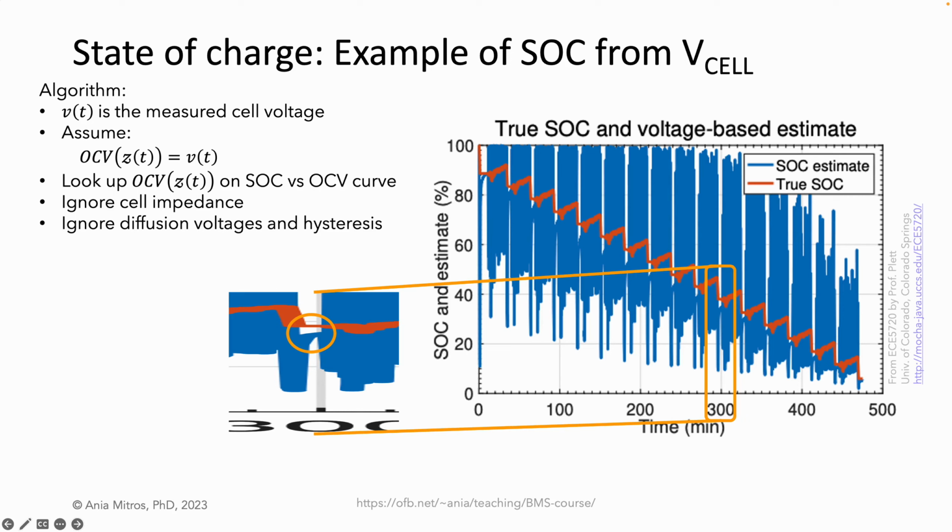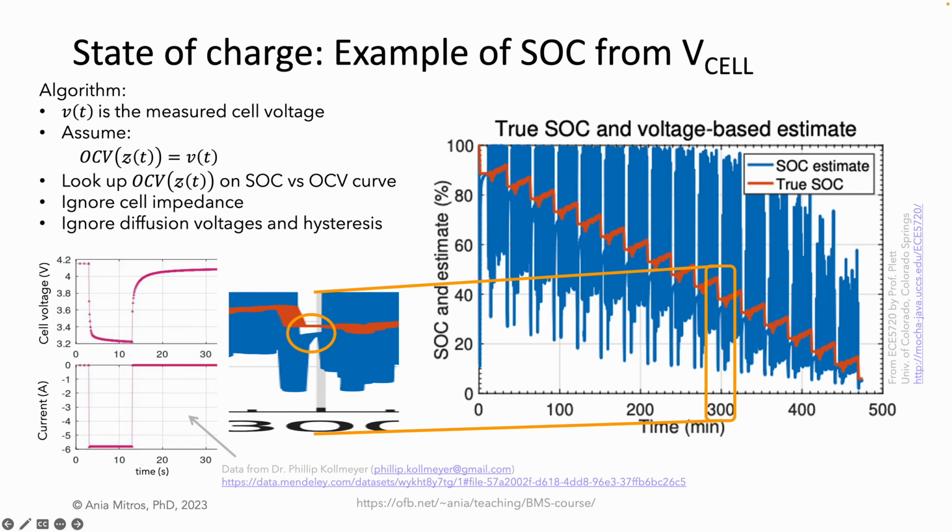When current is flowing, the cell voltage measurement V of t does not equal OCV, and so using V of t to look up a point on the SOC versus OCV curve gives a poor result. With zero current, the cell voltage measurement V of t is close to OCV, and with time, the external cell voltage decays to approach the OCV. So, the same lookup gives a much better result at the end of the zero current interval.